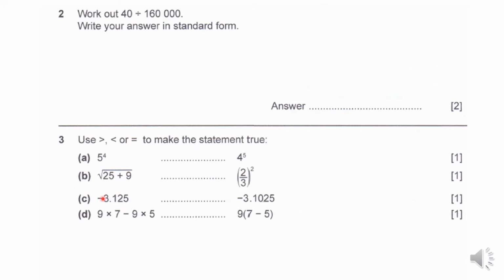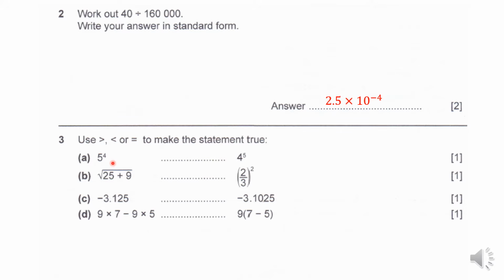Right, question 2, you're supposed to work out 40 divided by 160,000. So whatever you do, you can change the settings on your calculator, or you can simply divide and then change it, but your answer should be 2.5 times 10 to the negative 4 power. Then you have the inequality signs that you need to insert to make the statements true. So you have to put greater than, less than, or equal.